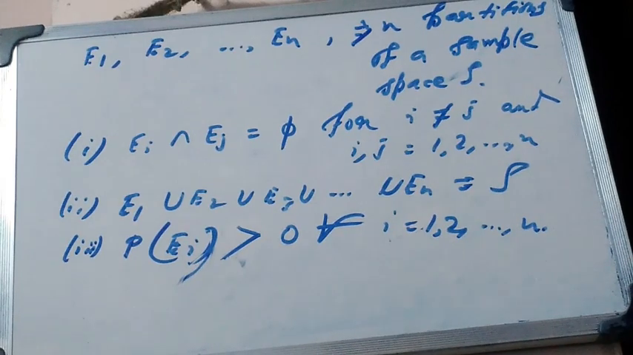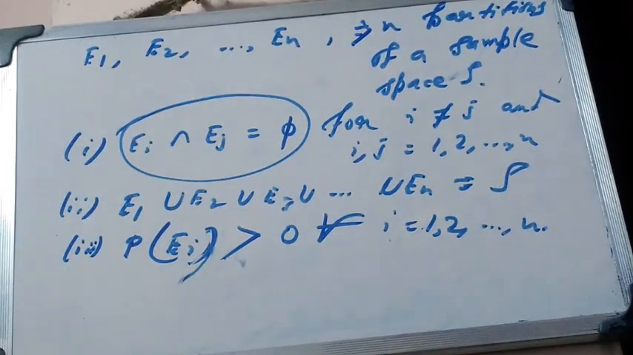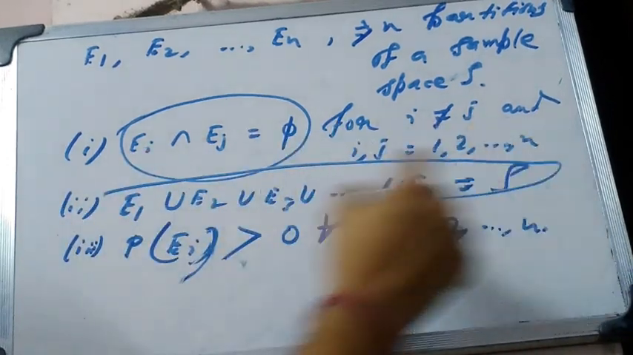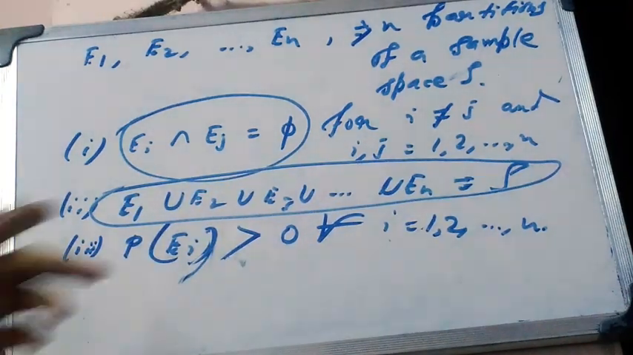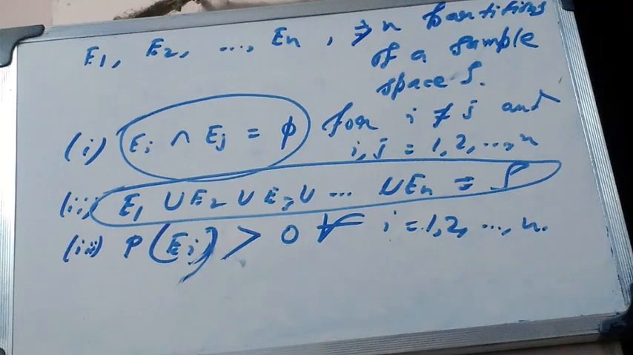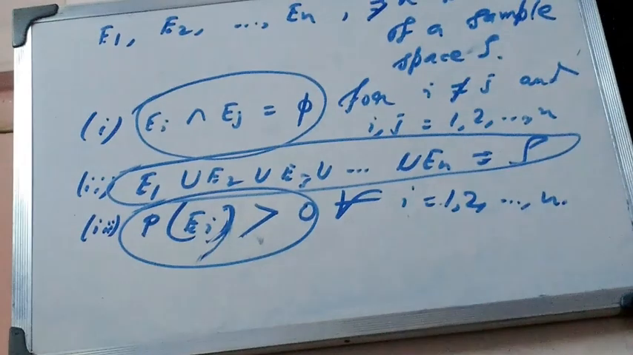In other words, the events E1, E2 up to En represent a partition of a sample space S if they are pairwise disjoint, exhaustive, and have non-zero probabilities. So pairwise disjoint, this one; exhaustive, this one. If all the events make the total sample space, then it is called exhaustive events. And have non-zero probabilities. That means the probability of Ei is greater than 0.